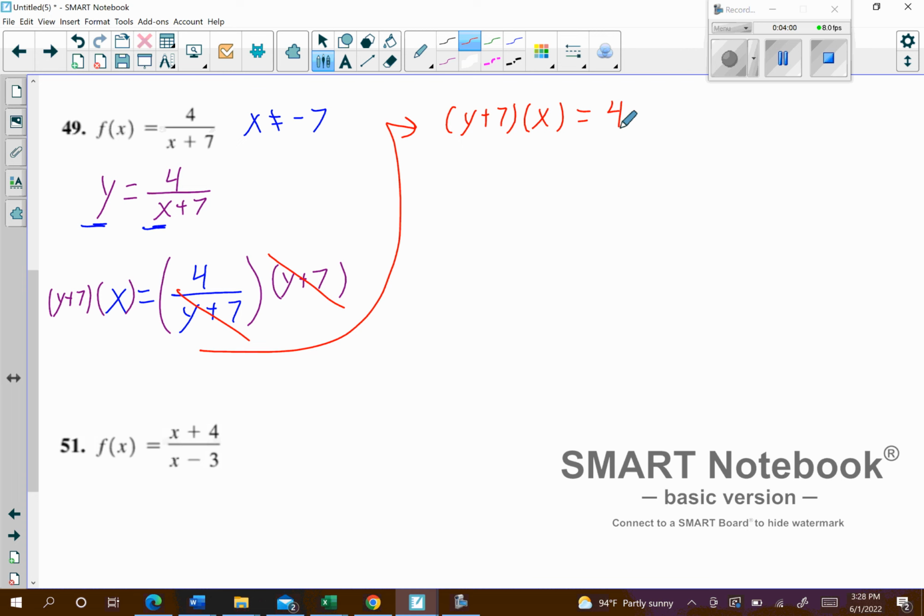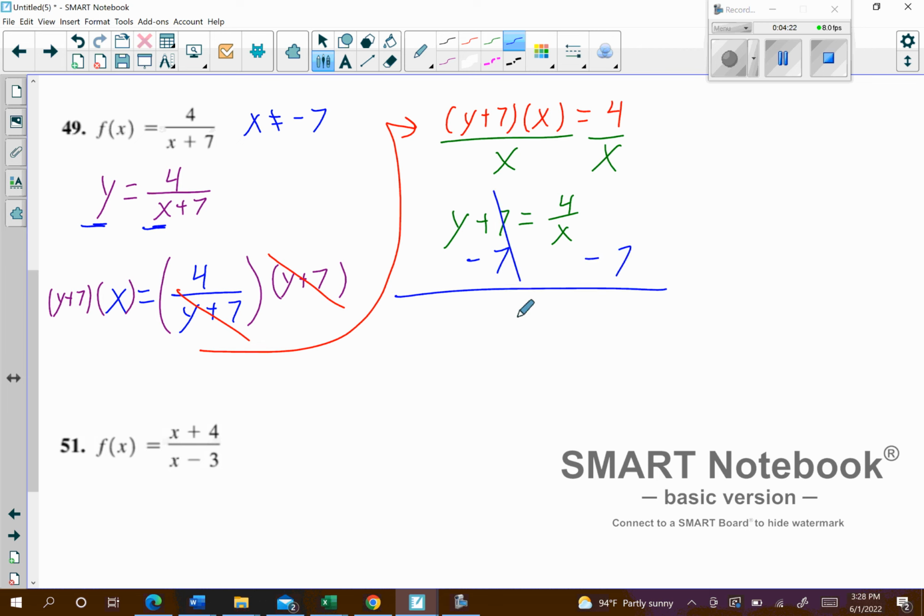Okay, so let's see. I've got to solve for y. There's actually two different ways I could approach this. The first way would be to divide both sides by x, and so then I'd get y plus 7 equals 4 divided by x, and then I can subtract 7 from both sides, and that will cancel out the 7s, and I'll be left with y equals 4 divided by x minus 7. Nothing wrong with that. So that would be my inverse function right there.